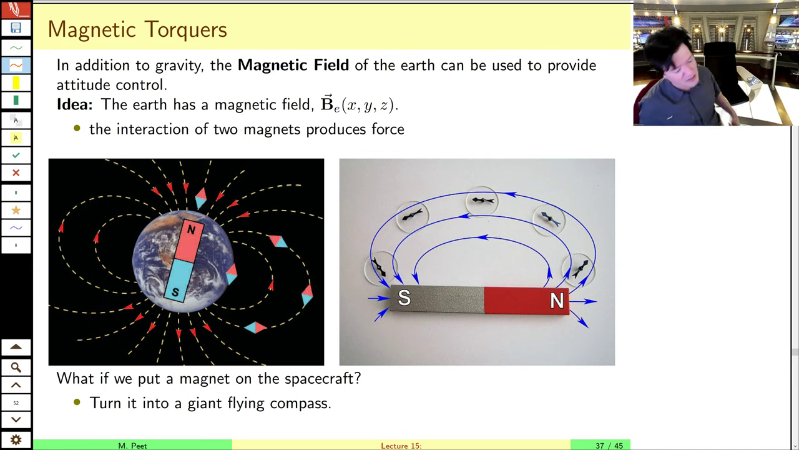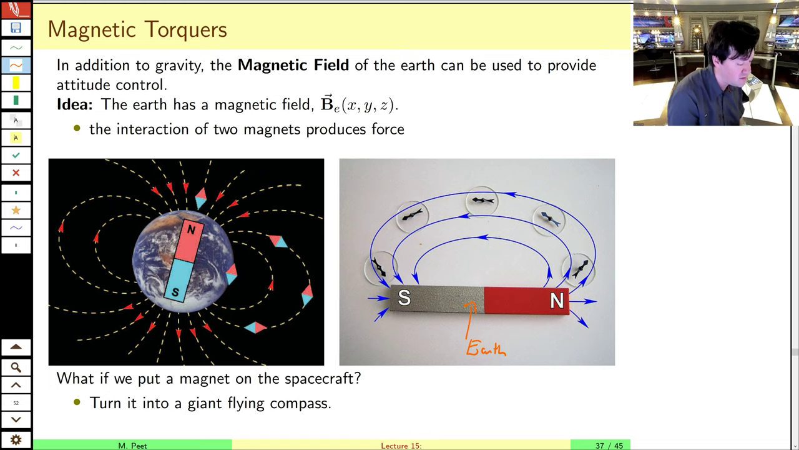The final example of mechanisms for creating torque in space are the magnetic torquers. These are essentially compasses, right? If you think about a compass, why is it moving when you move around on the Earth? Well, essentially, the Earth is a big magnet. This is the Earth.